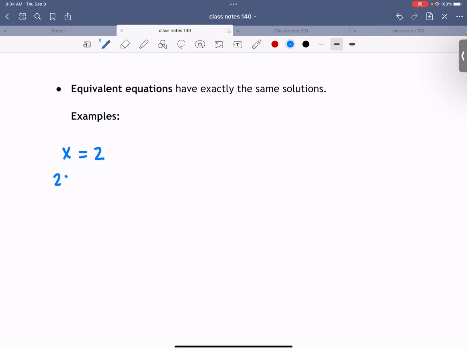What about 2x equals 4? Does that have the same solution as x equals 2? Yeah, right. So if we solve for x, then x would be 2. So this is an example of two things that have the same solution, and we call these two equivalent equations, okay? So whenever I talk about something like that, that's what we're talking about.